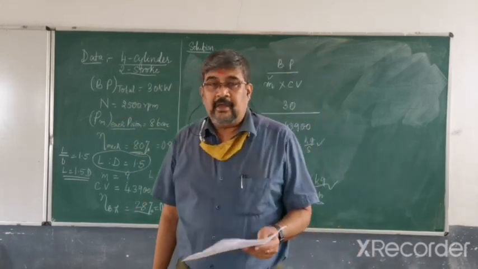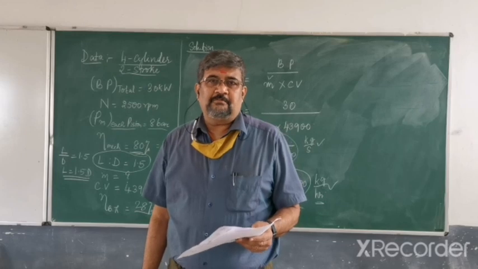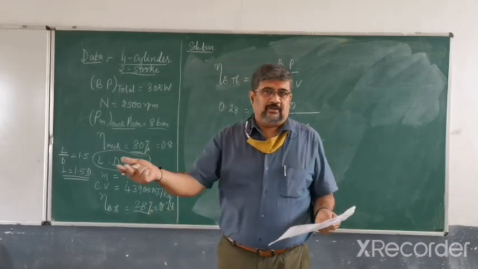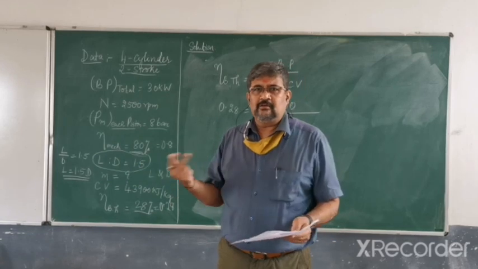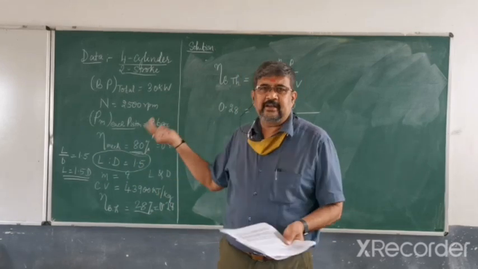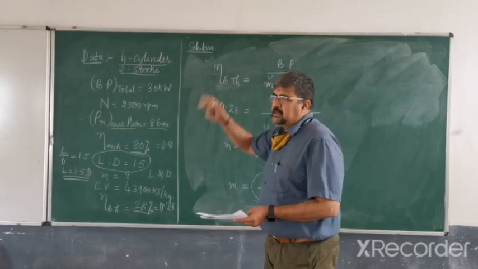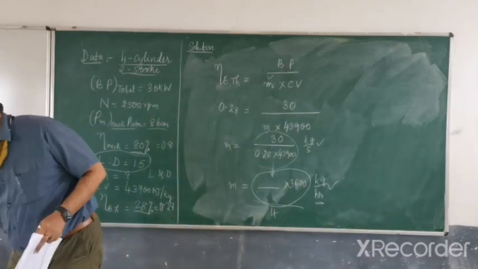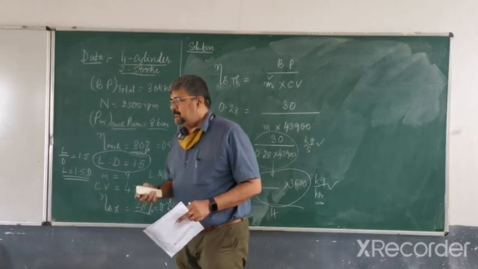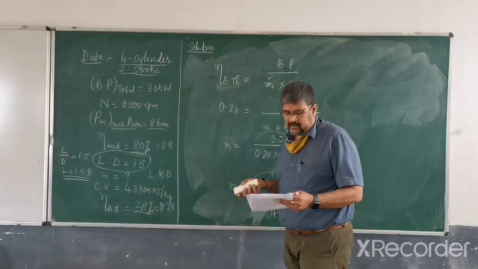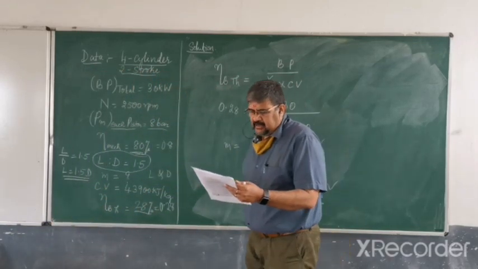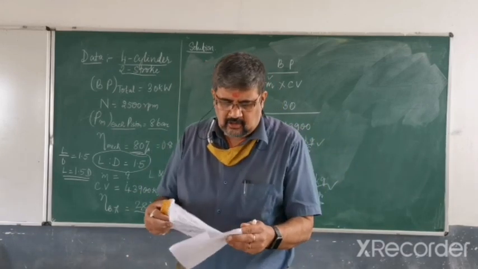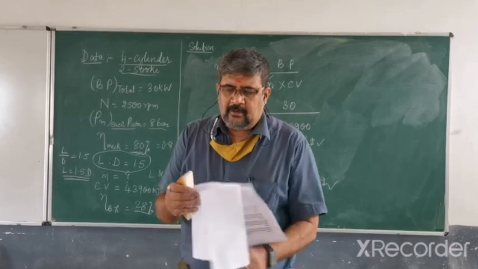In some cases, what may happen is they would have specifically mentioned that it develops an indicated power of so much. In that case, you have to use indicated power only. So that is the solution. Get the values, and I hope that you will come up with the right answers. So that is problem number 4 which I wanted to solve. Now we will go to problem number 6.